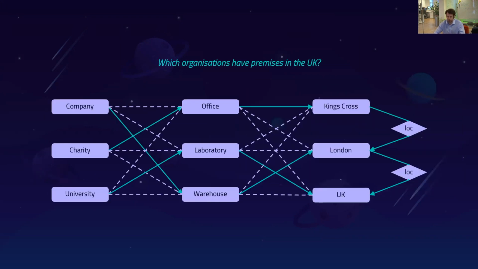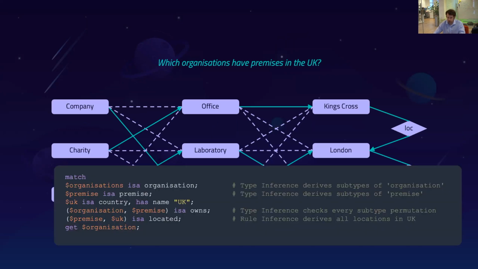And if we go back to the example that we looked at before, which organizations have premises in the UK? This seemingly small, but actually very verbose and complex query, we can simplify quite easily like so, where organization and premise use type inferencing to derive every subtype of organization and every subtype of premise. And then the rule inference allows us to determine all the possible locations in the UK.